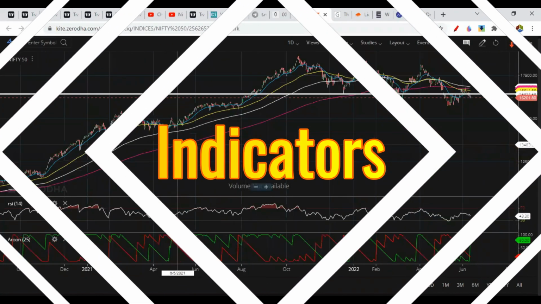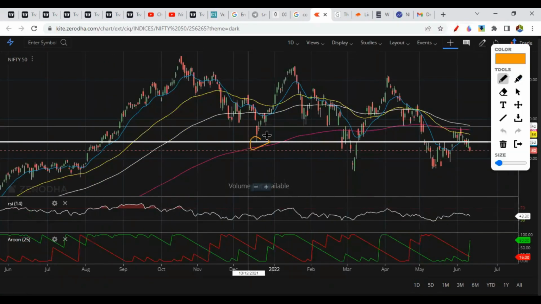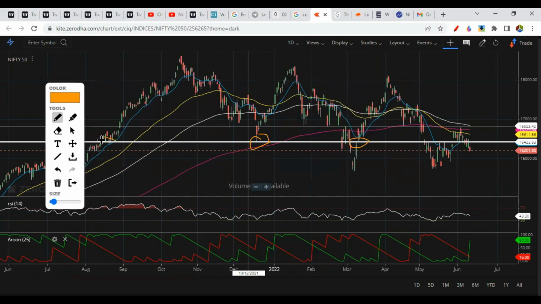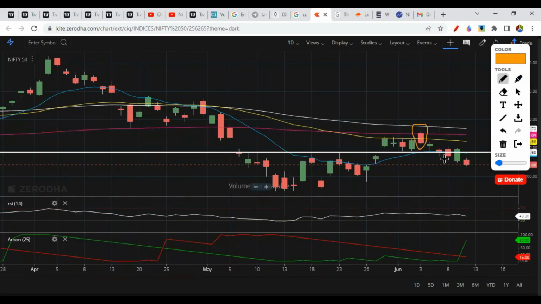So in indicators, we discussed last week that 16,400 is a major support. If it is broken with a gap down opening, then we can assume that Nifty is about to fall on the downside. These are the support or resistance points it has formed previously, and last week Nifty was here on this red Marubozu candle. This was the red candle formed last Friday. After that, for 5 sessions Nifty has continuously been in a downtrend.